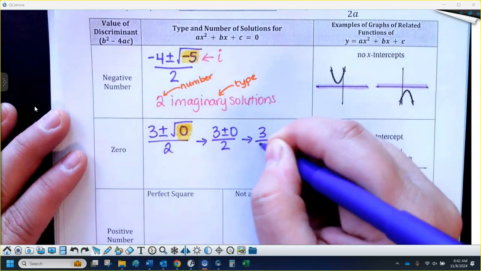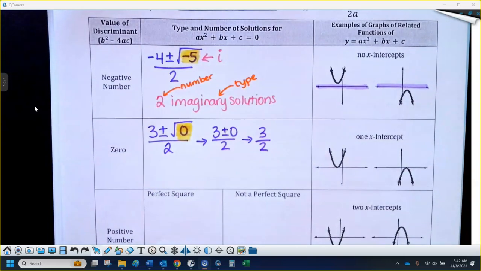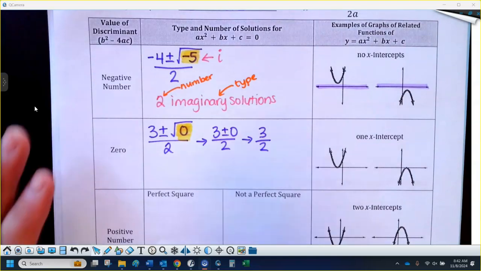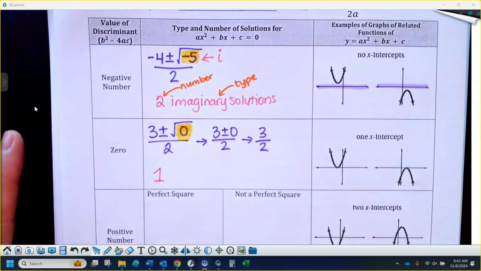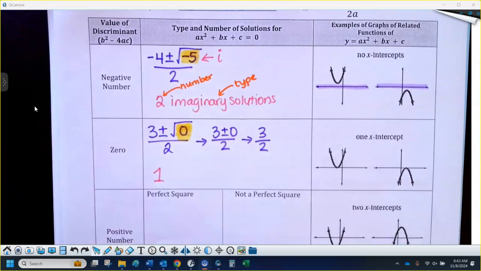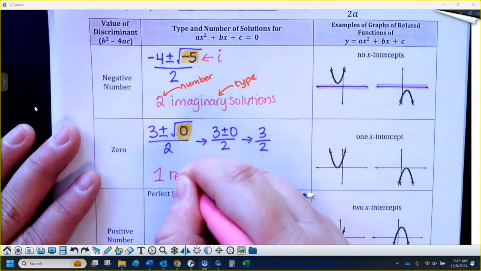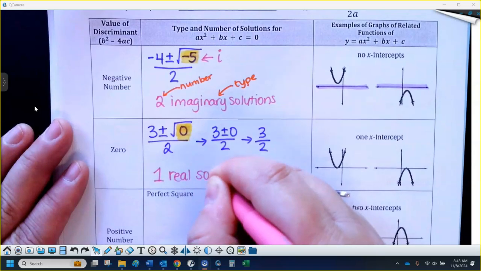So this would just give me 3 over 2 as the solution to that. I just made that up. Okay, so how many solutions does that actually have? Just 1. So this has 1. Would you tell me it's a real solution or imaginary? Real, because I don't have an i in it. So you'd have 1 real solution.